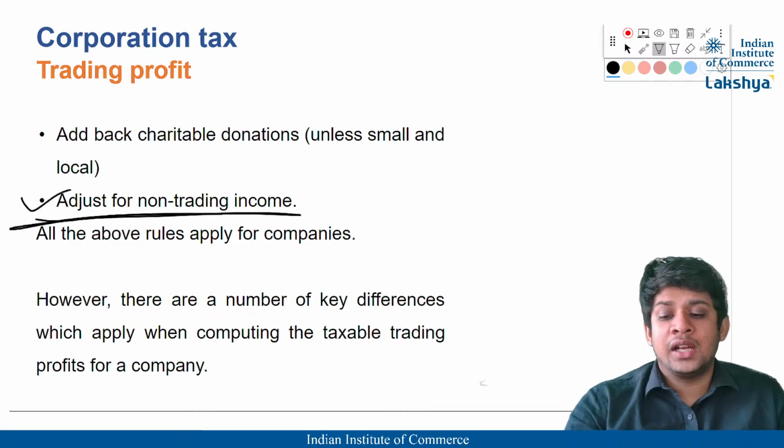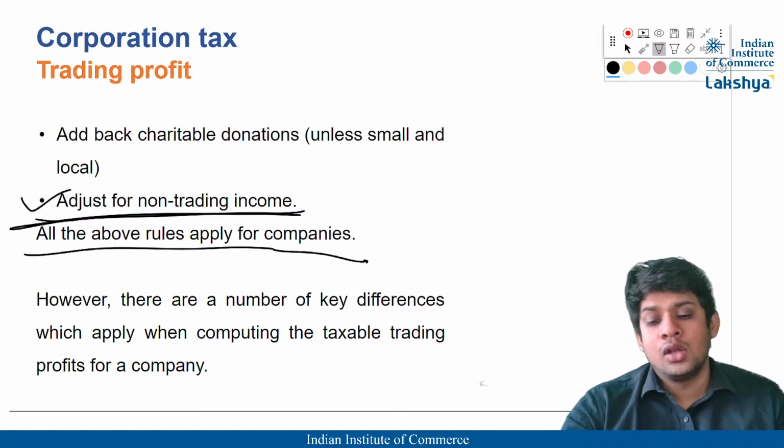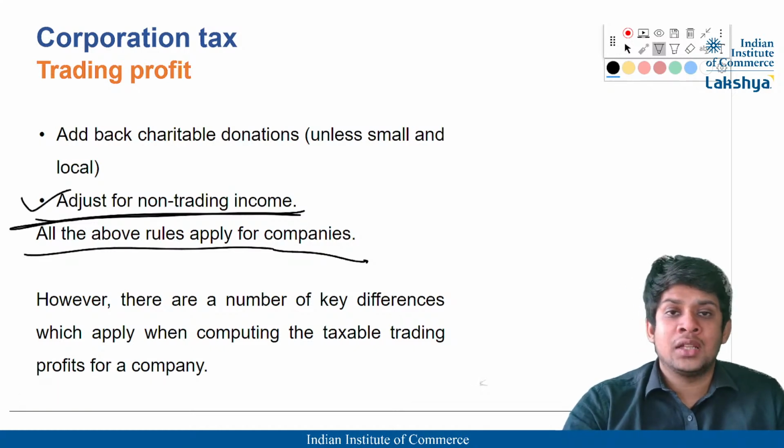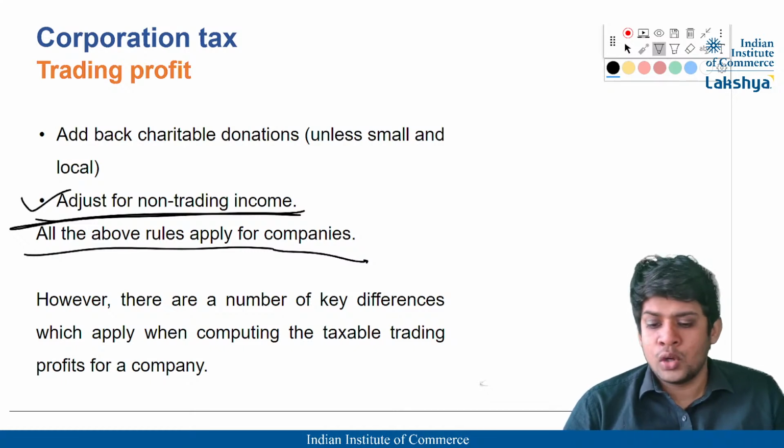Adjust for non-trading income. All the rules apply for companies. So adjust for non-trading income, any other incomes which are non-trading related incomes. If they are stated as an income within the P&L, that will be deducted while calculating the tax adjusted trading profit, to disallow it, because obviously it will be treated depending on whether it is an interest income or a property income that they are generating. So accordingly, it will go into their particular heads.